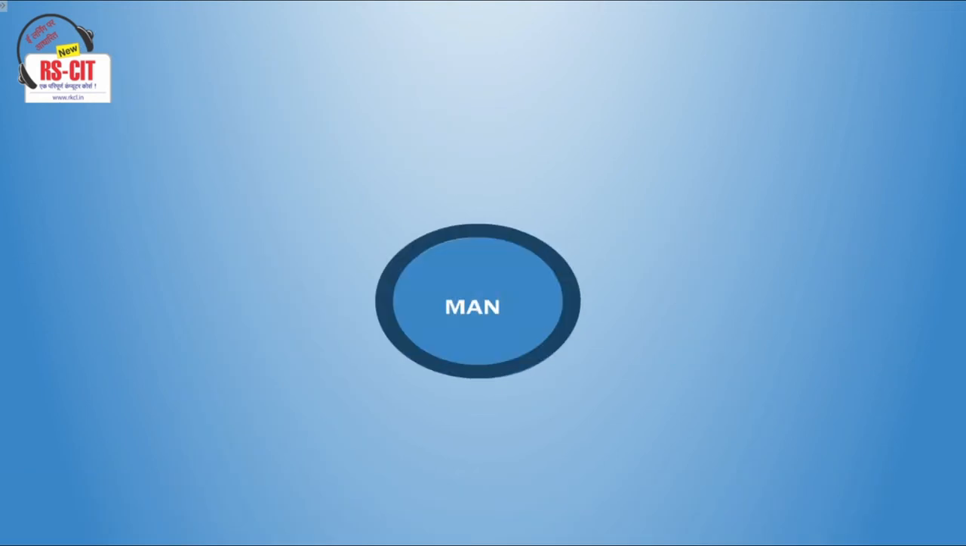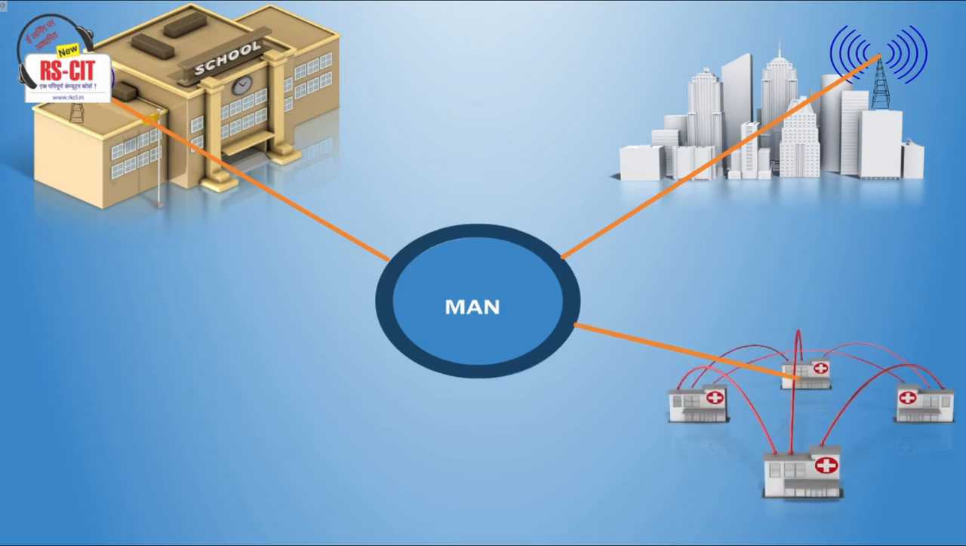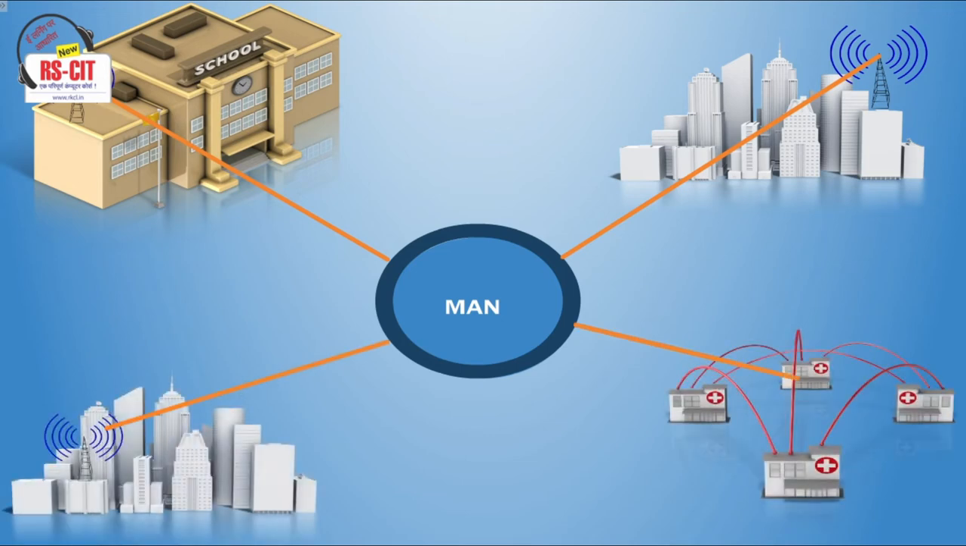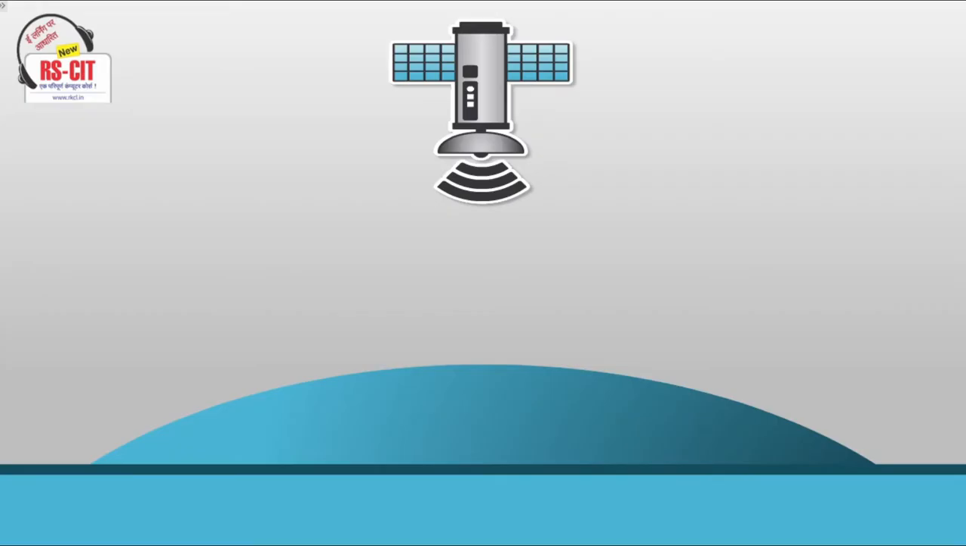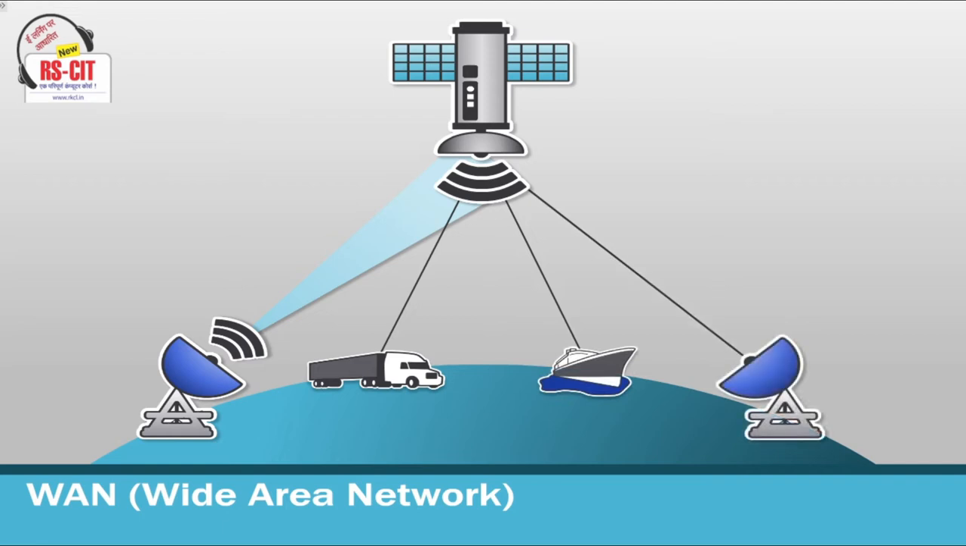MAN, Metropolitan Area Network. Such a network covers a city, for example, cable TV network, WiMAX. WAN, Wide Area Network. Such a network spans a large geographical area, often a country or continent. For example, VPN, that is Virtual Private Network, ISP, that is Internet Service Provider, Cellular Telephone Network, 3G, Satellite Communication.